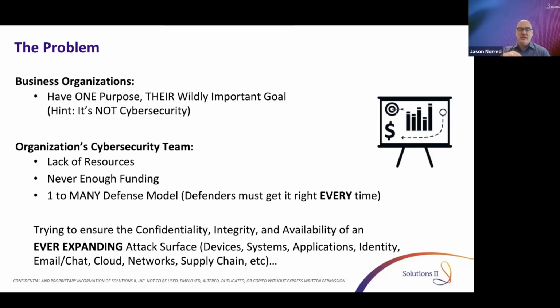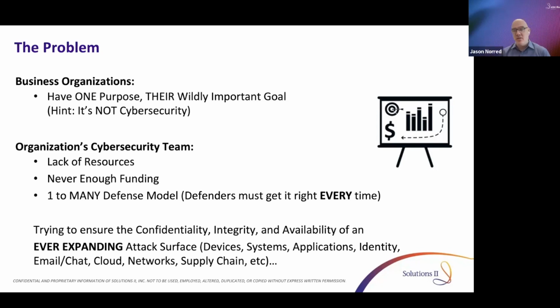Now we have an attack surface that includes all of our traditional devices and systems and applications, but also things like identity is now a part of the attack surface. Email and chat, our cloud, both SaaS applications, our Amazon, our Azure, all the things that we've deployed out in the cloud, all the applications that we're consuming, like those SaaS applications I referenced that are hosted in a cloud somewhere, that's part of our attack surface that we have to manage and be aware of.